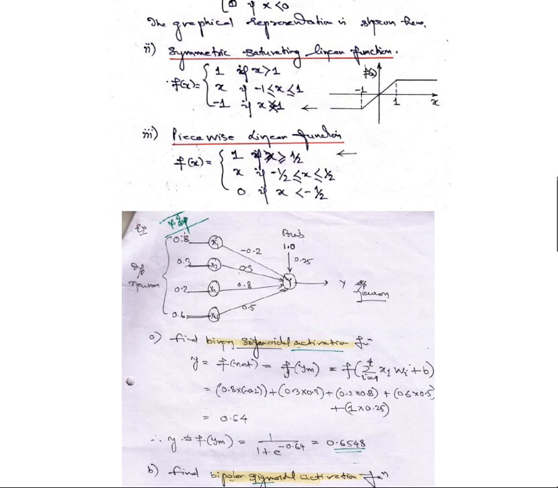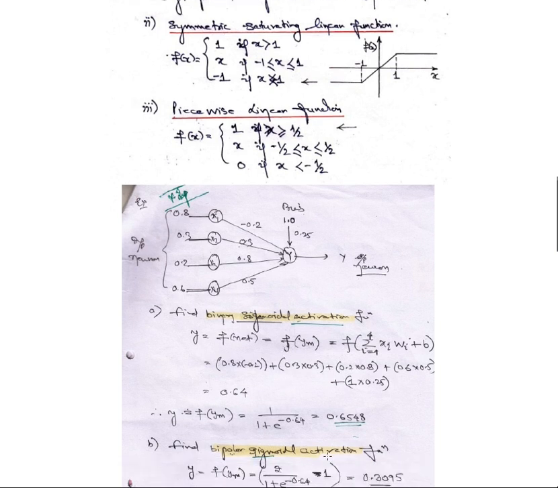Here the inputs are given as 0.8, 0.3, 0.2, 0.6 at the x1, x2, x3 node points, and the weights are drawn here as -0.2, 0.3, 0.8 and 0.5. Bias is normally put as 1 in almost all cases. So here bias is also 1. Find the output using a binary sigmoidal function and a bipolar sigmoidal function.